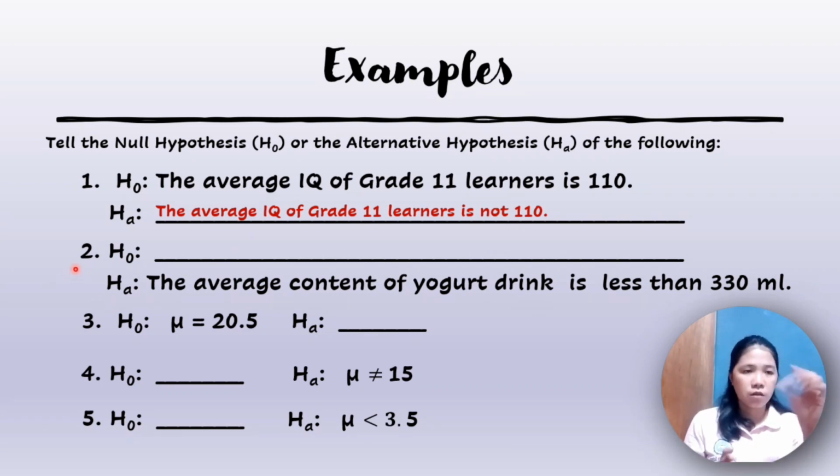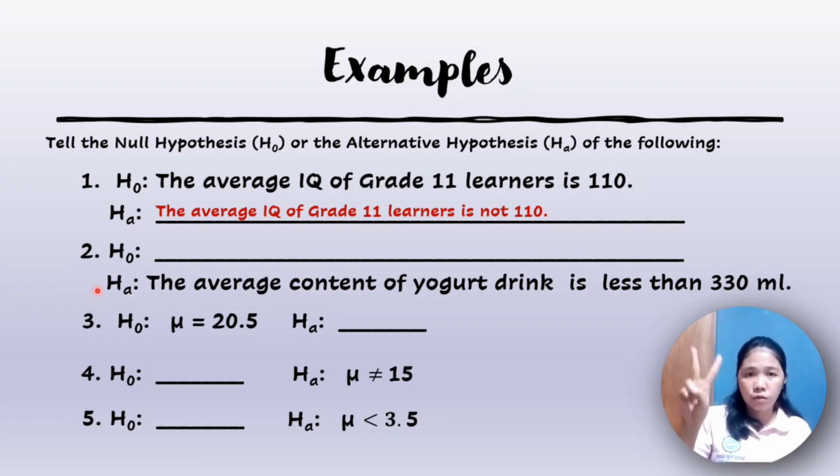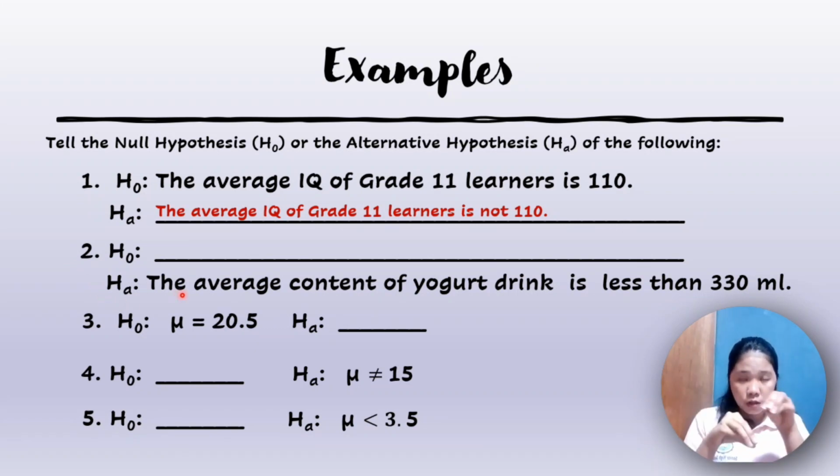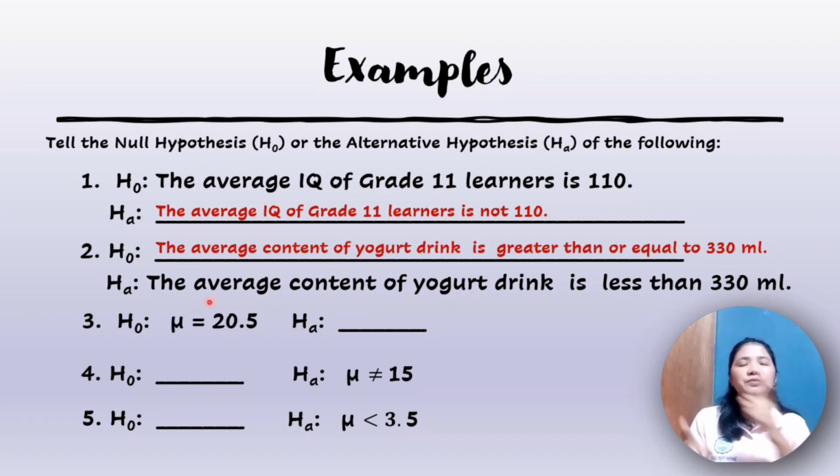Example number 2. The given here is an alternative hypothesis. The average content of yogurt drink is less than 330 ml. What is its negation? Remember, we make use of the words is less than. What is the negation of is less than? Correct. The average content of yogurt drink is greater than or equal to 330 ml.